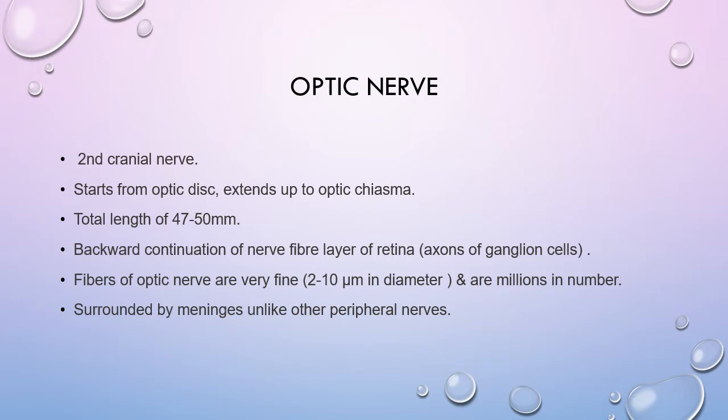Fibers of the optic nerve are very fine, 2 to 10 micrometers in diameter, and millions in number. Roughly it is 1.2 million axons of the ganglion cells. They constitute the optic nerve. The optic nerve is surrounded by meninges like other peripheral nerves.